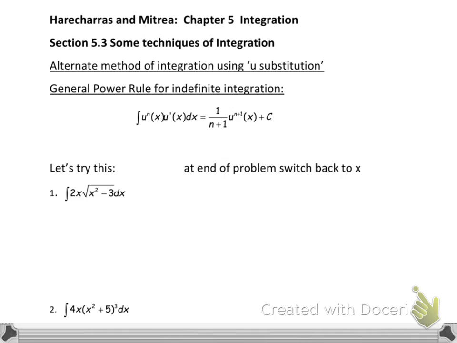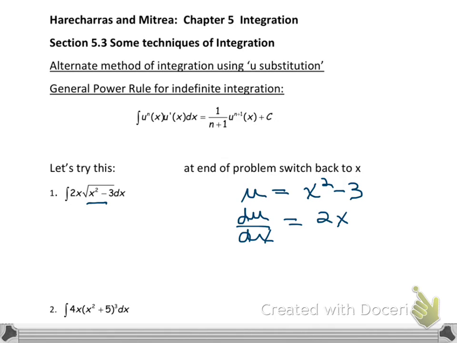So here's our first problem. So what you want to do is look at the more complicated of the two component parts. And so the x squared minus 3 under the radical is the more complicated. So I'm going to define that as my u. So u is x squared minus 3. Notice I don't have the radical. So du dx, that derivative, is going to be 2x.